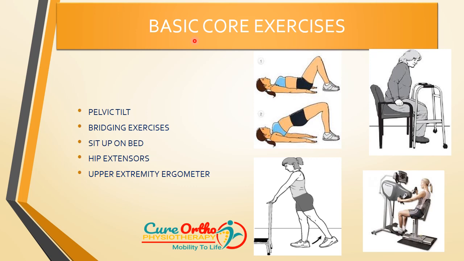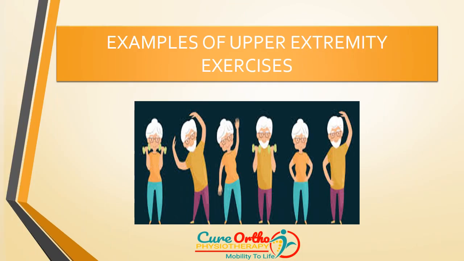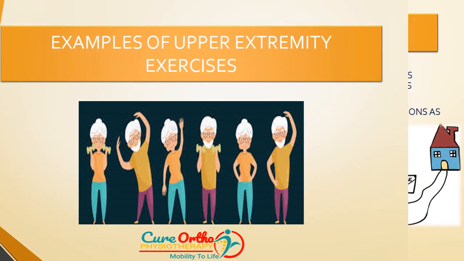Basic core exercises. Core is very important for a patient who is undergoing surgery because the core is the central portion of your body that produces enormous forces. So you need to teach the patient pelvic tilt, bridging exercises, sit-ups on the chair or the bed, hip extensor strengthening, and for the upper extremity you can use an upper extremity ergometer. Upper extremity exercises can be done with the help of dumbbells. All these exercises you can teach to the geriatric population as well.